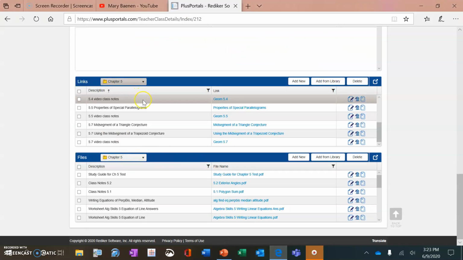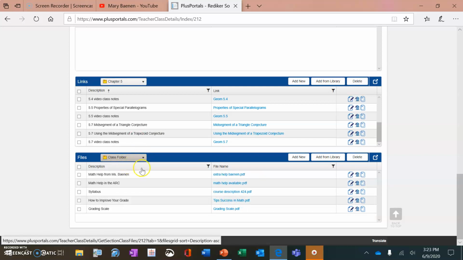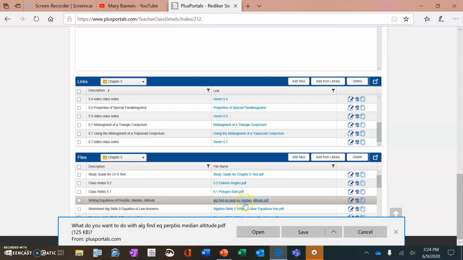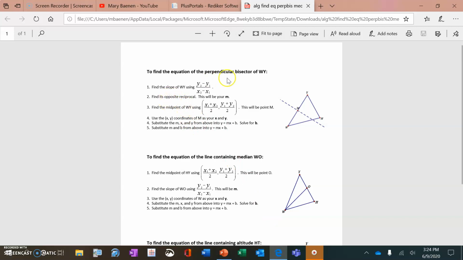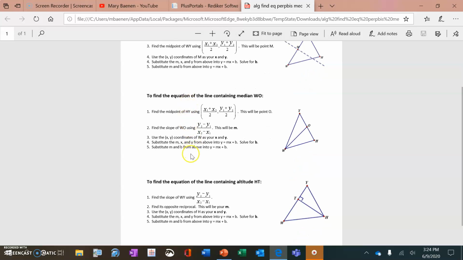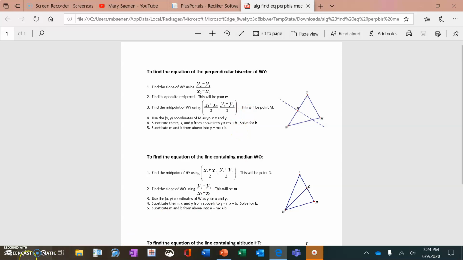So here's my CMH. I go to Files, and originally the files will say probably Class Folder, but this is Chapter 5, so I go to Chapter 5. And then it says Writing Equations of Perpendicular Bisectors, Medians, and Altitudes right here. So if I click on that and open it, here are the steps to find the equation of a perpendicular bisector, to find the equation of a median, and to find the equation of an altitude. So these should be helpful guides to you as you work on your homework. Now I'm going to get out of there.